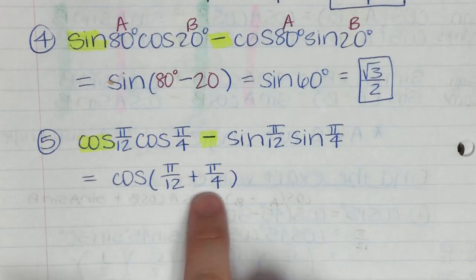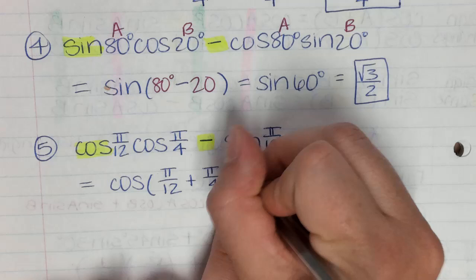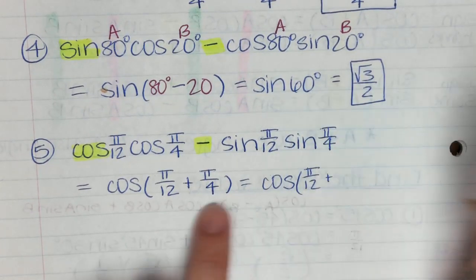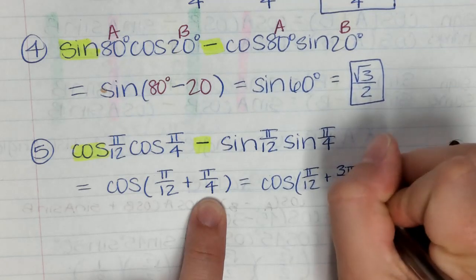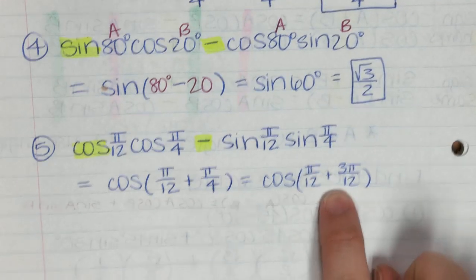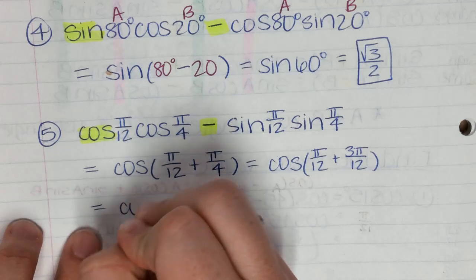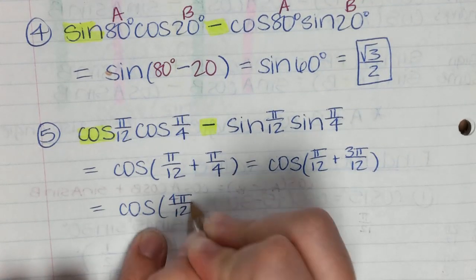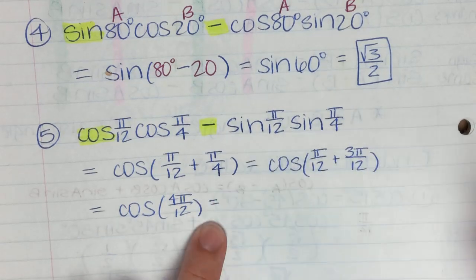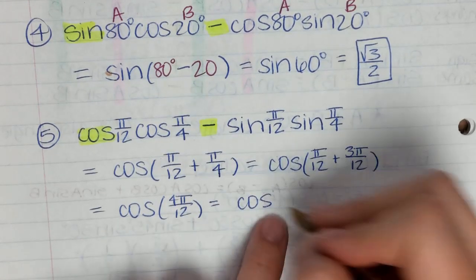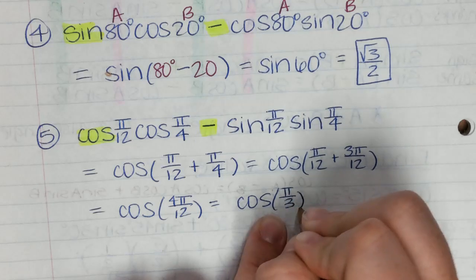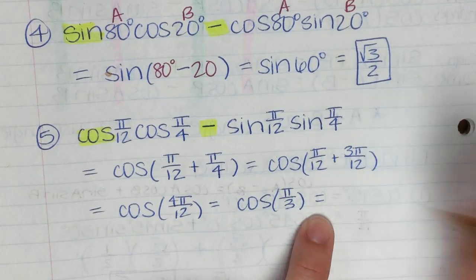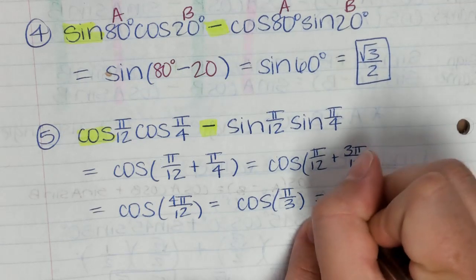Now, we do need to get a common denominator to add those. So pi over 12 plus 3 pi over 12. My common denominator is the 12s. Put those together. That equals 1 plus 3 is 4, 4 pi over 12. Now reduce it back. 4 pi over 12 is equivalent to pi over 3, and we know that the cosine of pi over 3 is equal to 1/2.